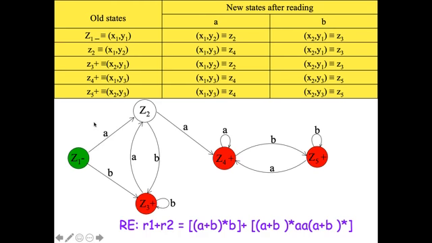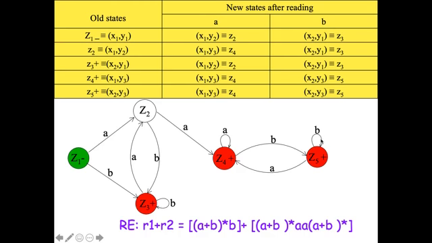So now we have Z1 as the initial state, reading A we go to Z2, reading B we go to Z3, Z3 is final. Z2 reading A we go to Z4, reading B we go to Z3. Now Z3 reading A we go to Z2, reading B we go to Z3. Z4 reading A, we go to Z4. Reading B, we go to Z5. Z5 reading A, we go to Z4. Reading B, we go to Z5.